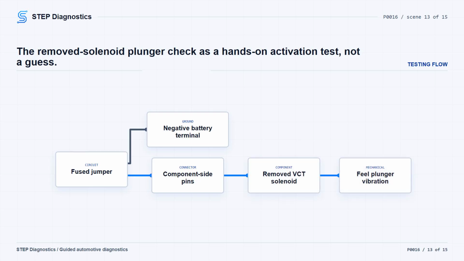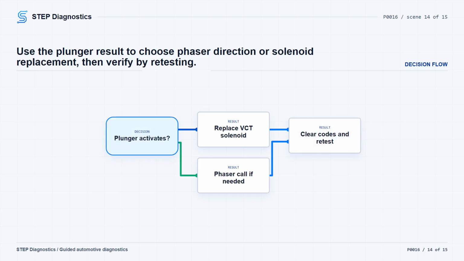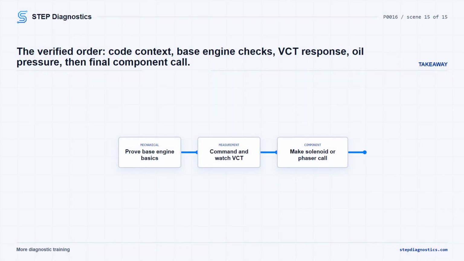Use a 5-amp fused jumper wire across the component side pins for the applicable VCT solenoid connector. While holding the solenoid, quickly connect and disconnect the jumper wire to the negative battery terminal. You should be able to feel the solenoid plunger vibration by hand when the jumpers are connected. Repeat as needed to verify solenoid operation. If the plunger activates, install a new VCT phaser as necessary, then clear the PCM codes and repeat the self-test. If the plunger does not activate, install a new variable camshaft timing solenoid, then clear the PCM codes and repeat the self-test.